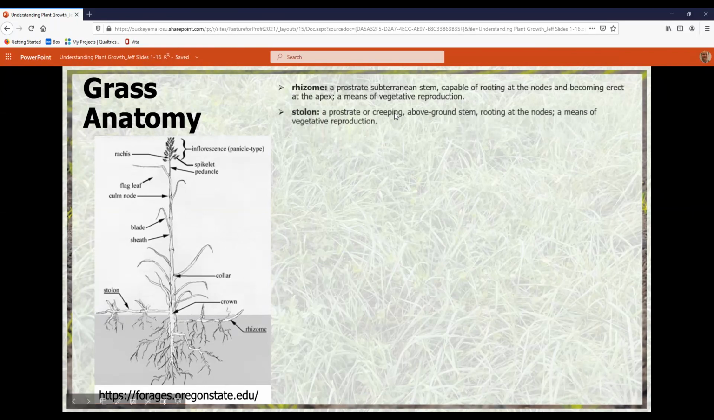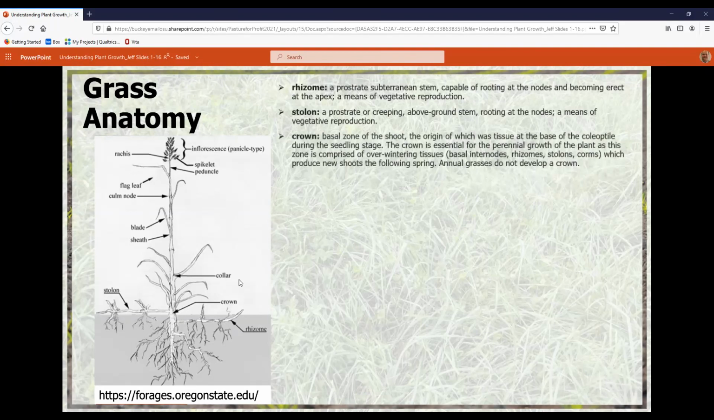A stolon is another prostrate stem. This one runs on top of the ground. And for most of our pastures, the plant we can easily identify stolons on is actually not a grass, but our white clover is one we can easily identify stolons on.